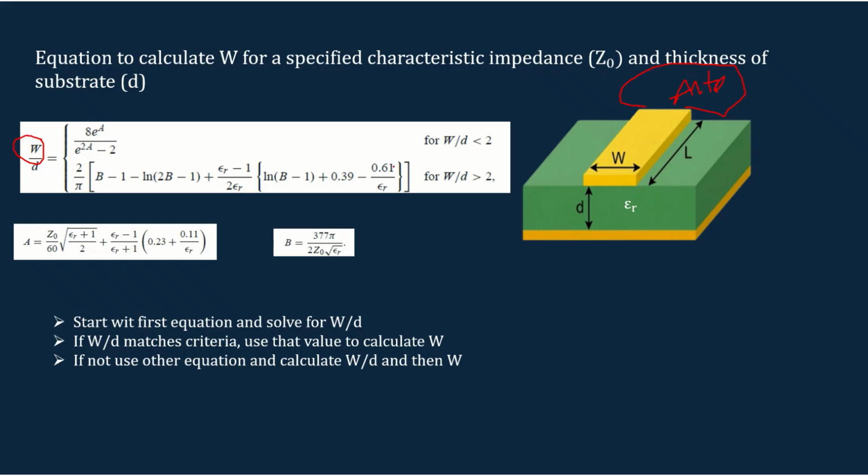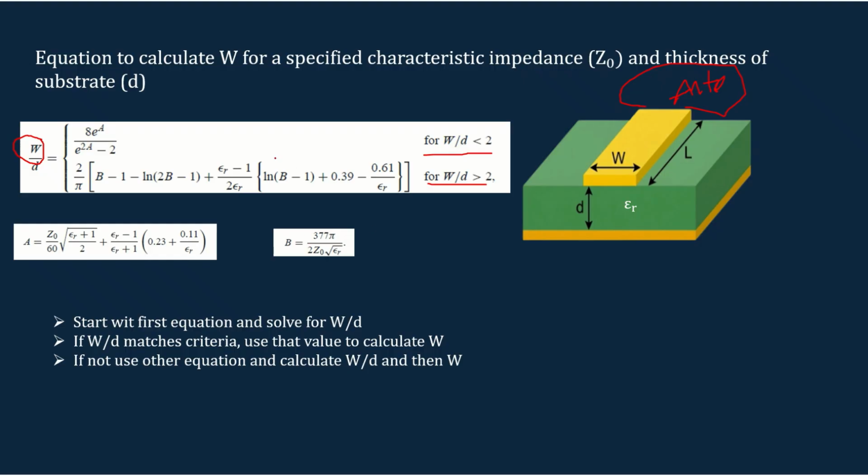This is also a piecewise function. Here you can see that it is divided into two regions: W by D less than 2 and W by D greater than 2. If W by D is less than 2, we have to use this equation, and if it is greater than 2, we have to use this equation. In these two equations, two constants are used, A and B, which can be calculated using these two equations.